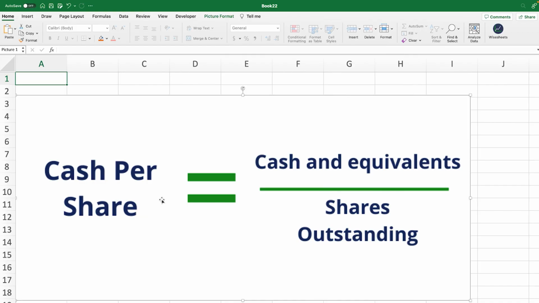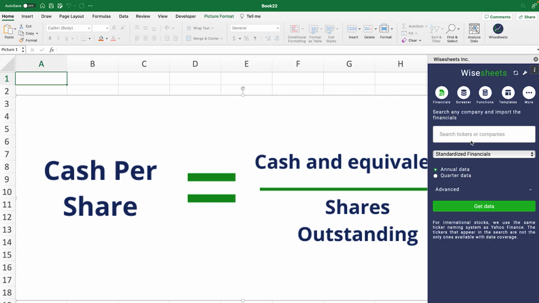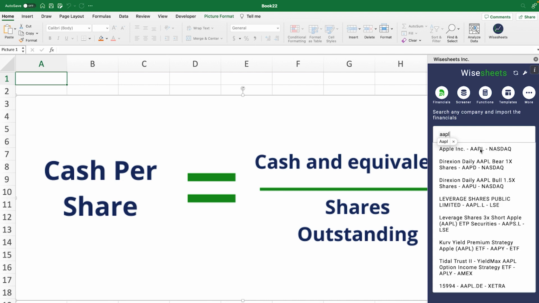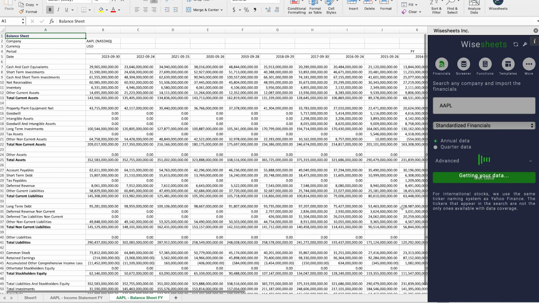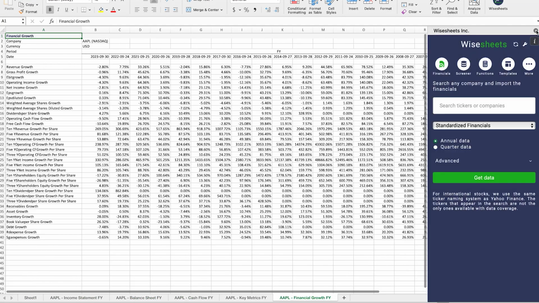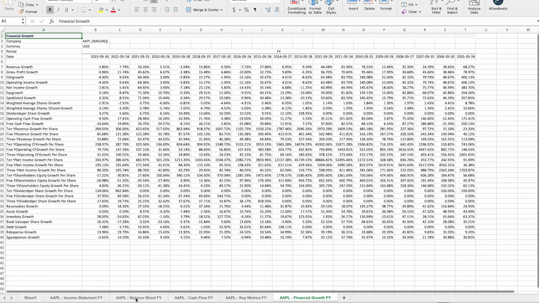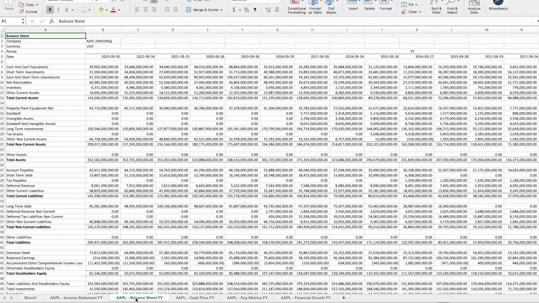Okay, so the formula to calculate the cash per share is very simple. You take the cash and the cash equivalents of a particular company, and then you divide that number by the number of shares outstanding. Let's calculate this number for one of Buffett's favorite companies, and that is none other than Apple. So I'm gonna use Y-Sheets to get the company's financial statements right on my spreadsheet. This works on Excel and Google Sheets, and then we're gonna go immediately to the balance sheet.